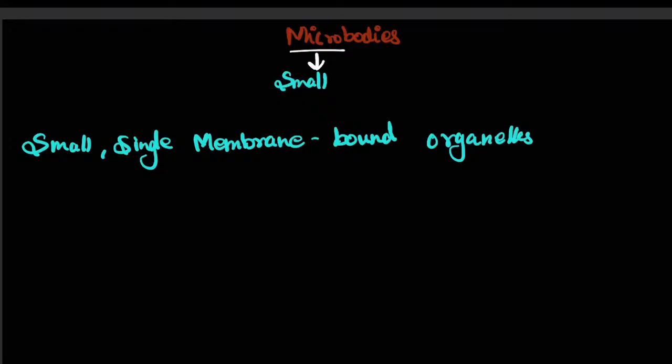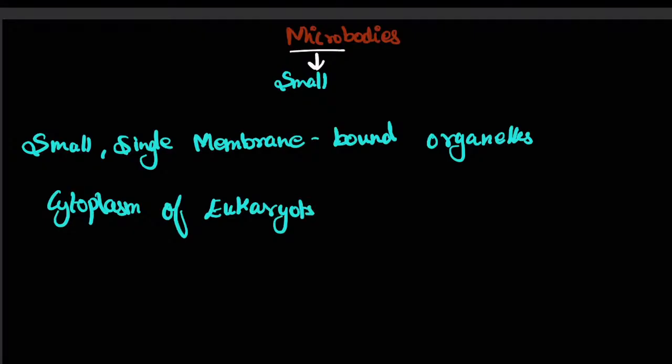Okay, so these are found in the cytoplasm of eukaryotes. They also contain oxidative enzymes that carry out specific metabolic reactions. See, இது வந்துட்டு பாத்தீங்கன்னா, where is it found? Found in the cytoplasm of eukaryotes.